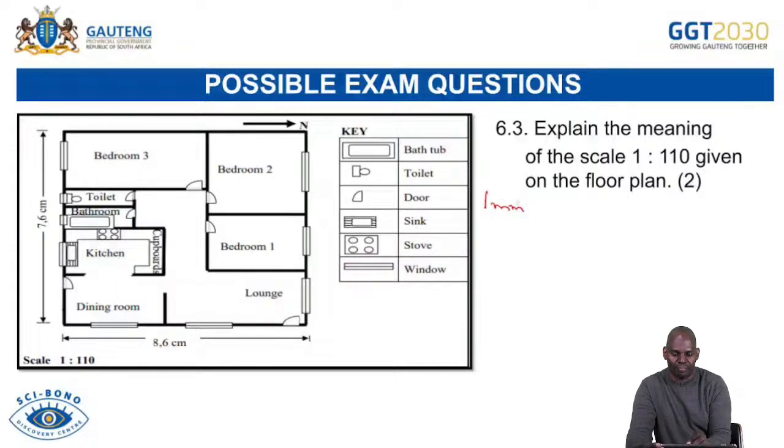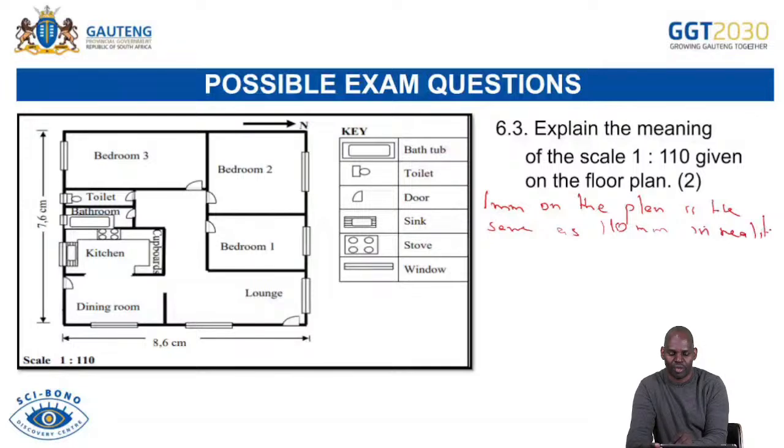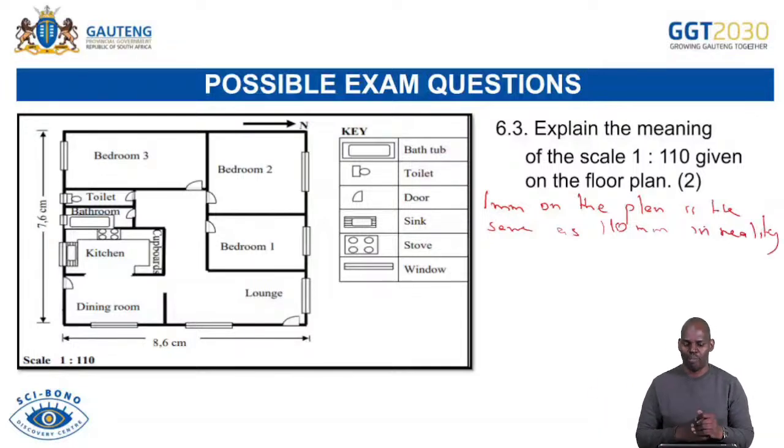is the same as 110 millimeters in reality, or on the ground. 1 millimeter on the plan is the same as 110 millimeters in reality, or 1 millimeter on the plan is equivalent to 110 millimeters in reality.